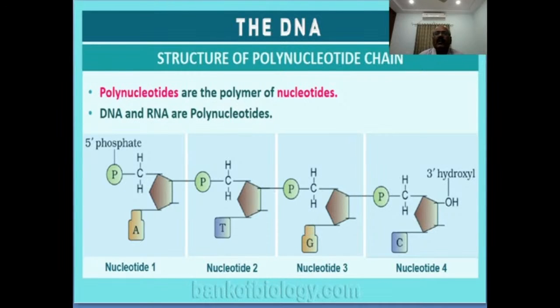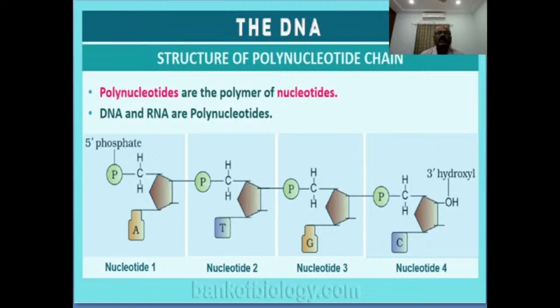Structure of polynucleotide chain. Polynucleotides are the polymers of nucleotides. Poly means many. DNA and RNAs are polynucleotides. That means DNA and RNA are made up of nucleotides. In DNA and RNA, so many nucleotides are there. That's why DNA and RNA are called a polynucleotide chain.